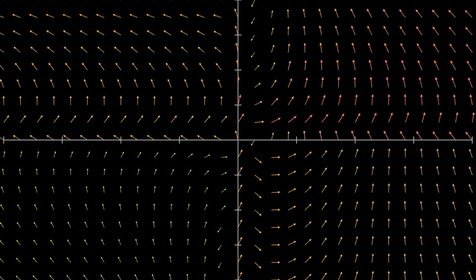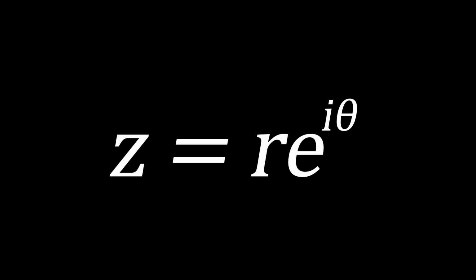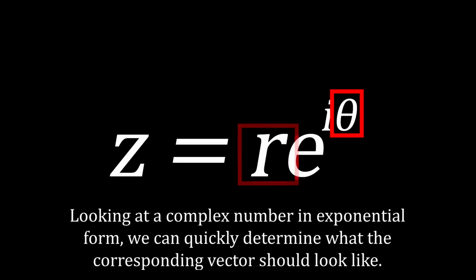The first idea to go over is that of a vector field. In the complex plane, we can represent any complex number as a vector. Writing a complex number in exponential form allows us to quickly determine the angle the complex number makes with the real axis in the plane, as well as the absolute value of the complex number.